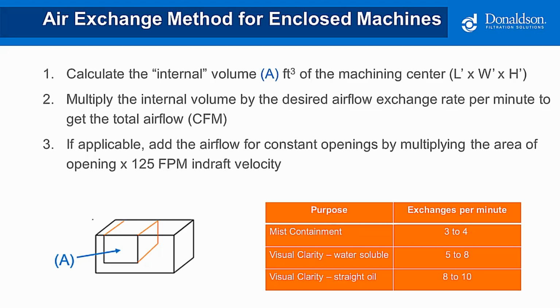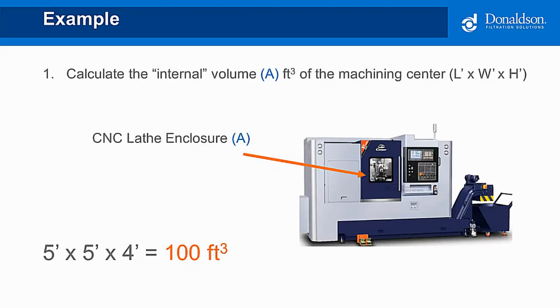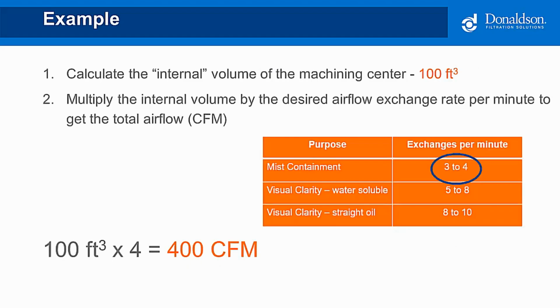So let's walk through an example of a CNC lathe and how we would calculate using this method. The first step is to calculate the internal volume of the CNC lathe where mist is being generated. For simplicity's sake, let's say that we have a 5 foot by 5 foot by 4 foot enclosure, so we get a total volume of 100 cubic feet. Next, I'm going to multiply that 100 cubic foot volume by the desired airflow exchange rate based on the chart shown here in the slide. In most cases, our goal is simply to keep the mist contained to the enclosure. So we were going to look at 4 air exchanges a minute in this particular case. So 4 times 100 cubic foot, we need 400 CFM to keep the mist contained in that enclosure.